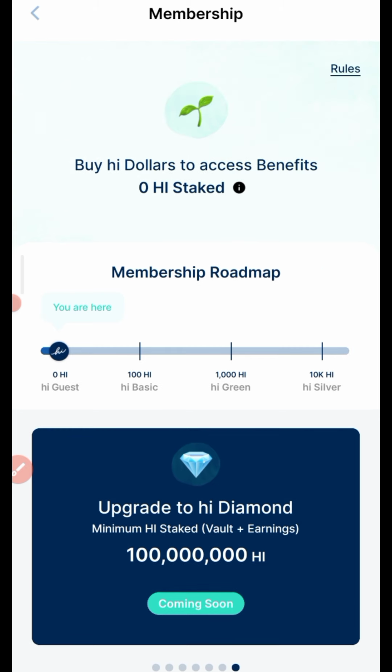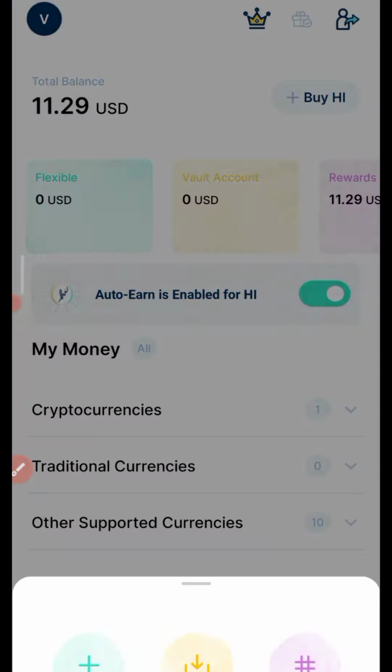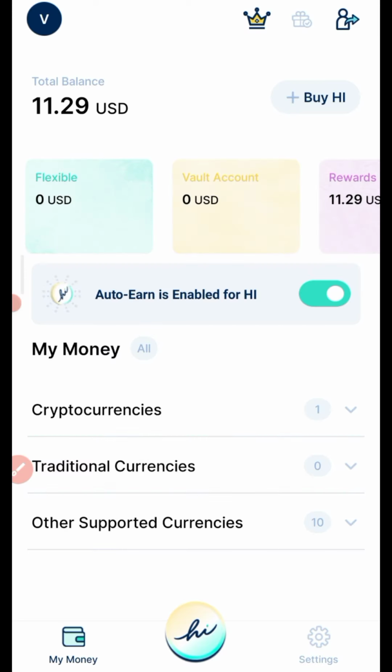Okay, so basically what they're telling you is that when you buy high dollars and you hold them in your wallet, you can actually stake them and be earning passive income. And you know, this wallet can also hold other currencies as well, as we found out. There's opportunity for you to stake Bitcoin, for you to stake USDT.